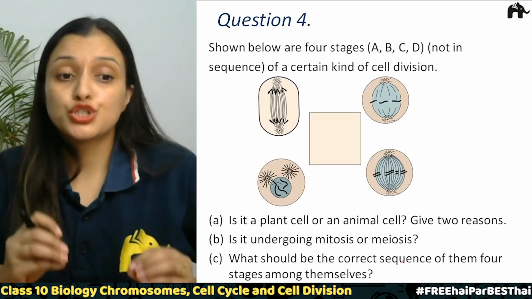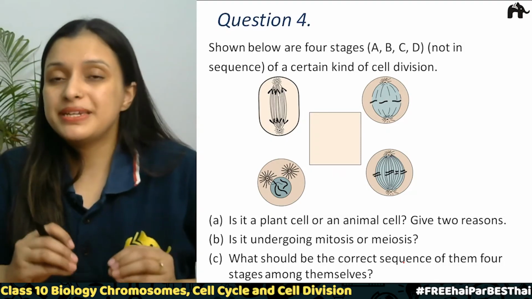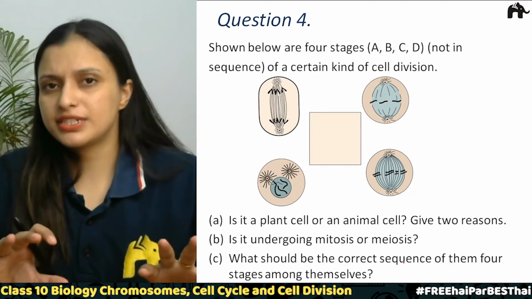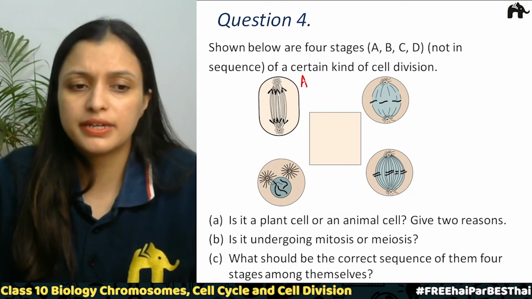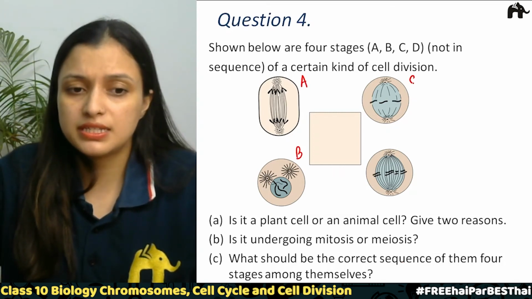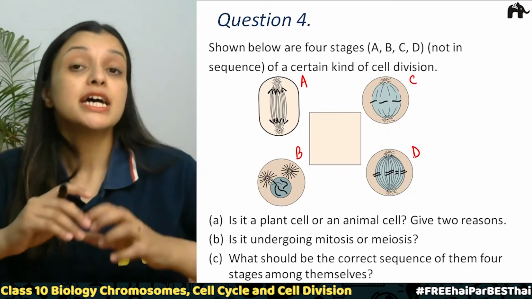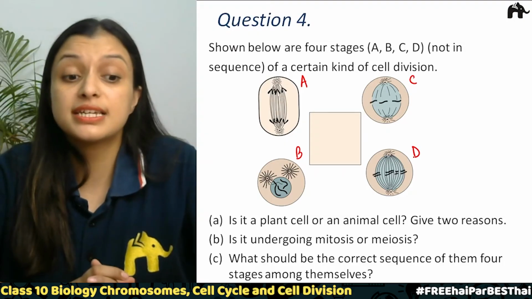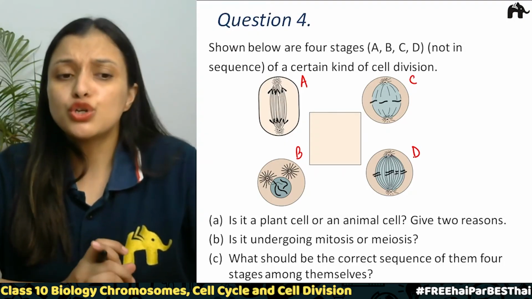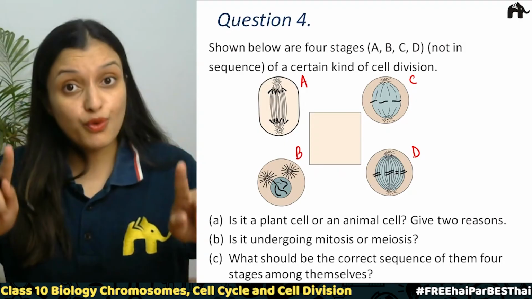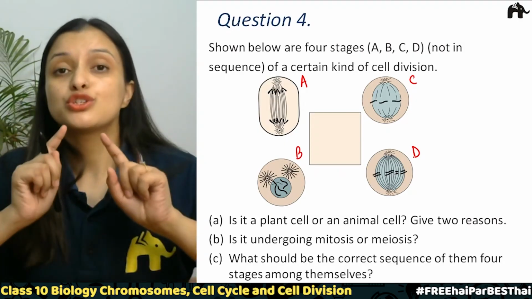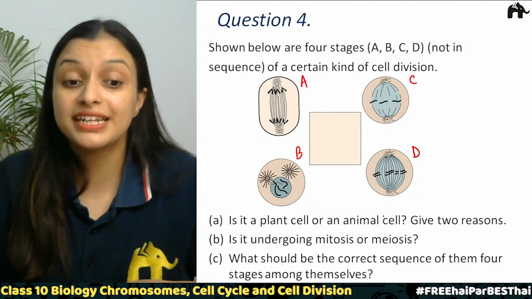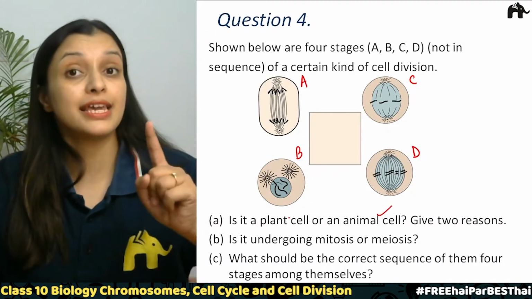Question number 4. Shown below are 4 stages A, B, C, D of a certain kind of cell division, and these stages are not in sequence, right? So we will write over here A, B, C, and D. We have to answer the questions that follow. First question is, is it a plant cell or an animal cell? Looking at the structure, since there is only one layer around them, it will be a plasma membrane. And what kind of cell will it be? It will be an animal cell, because in case of a plant cell, there is a cell wall.